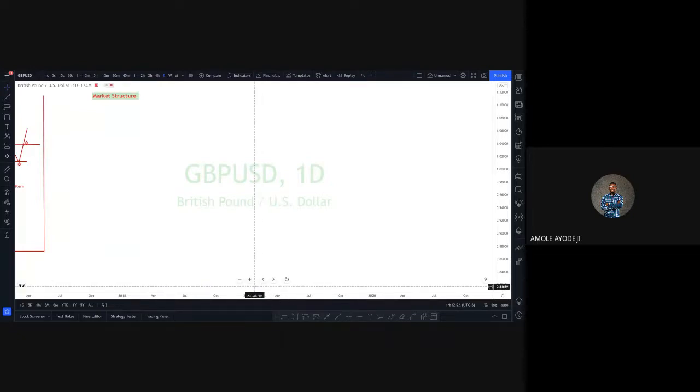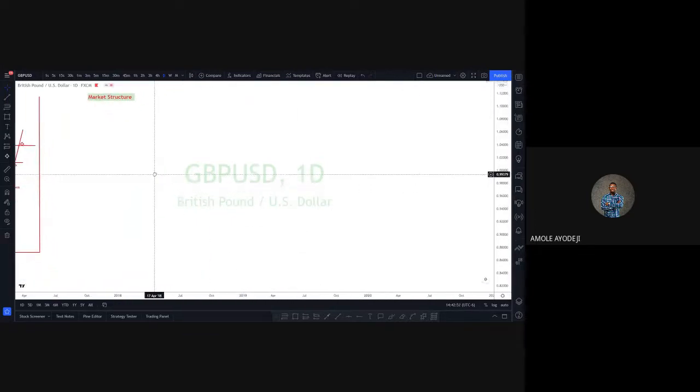If you don't understand what market structure is, you won't know how traders behave in the market. You won't know what the majority are doing. You won't know what the minority are doing. You won't know who is in control of the market, whether it's the buyers or the sellers. You won't know the right time to place a trade. You won't know the right time to exit your market. You won't even know when to stay away from the market. Is that important when it comes to the subject of market structure?